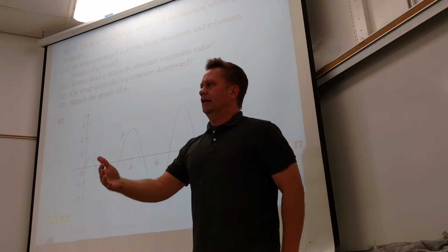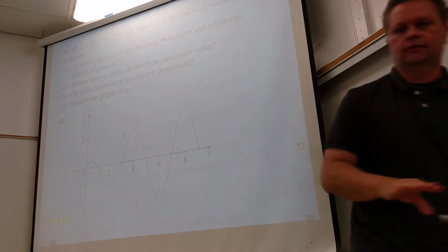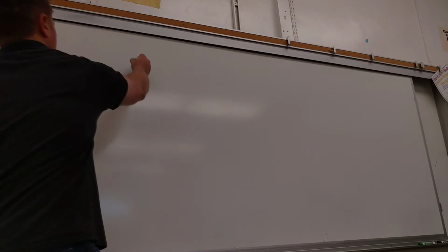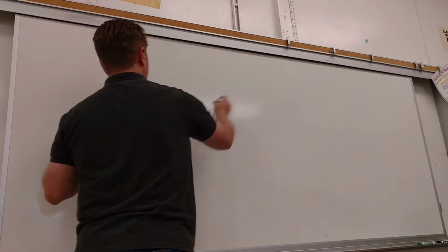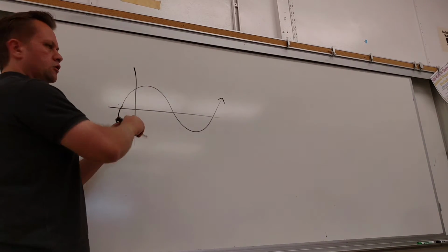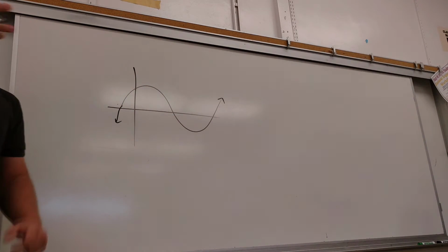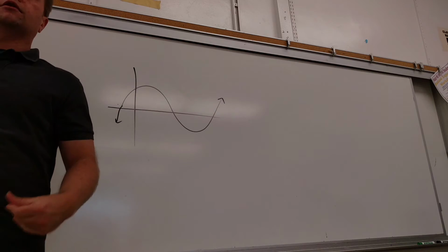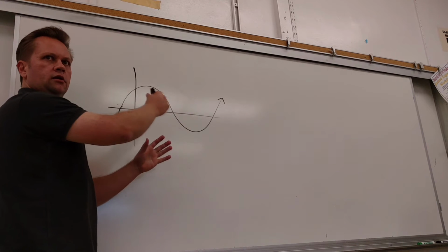So concavity is, what is concavity? It doesn't really matter what it looks like. It's really easy to tell where f prime is greater than 0 and where f prime is less than 0, right? Now they're asking me where it's concave downward. Well, this is concave down in between here, right?